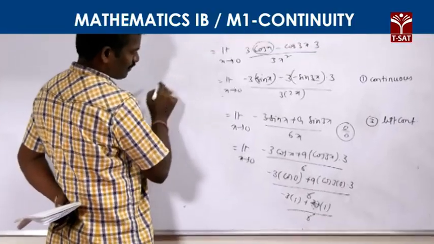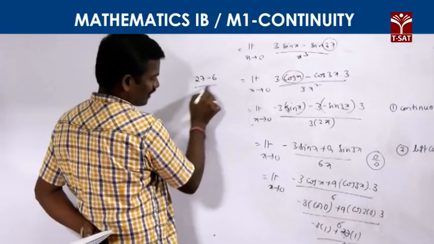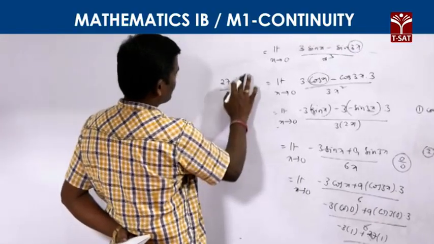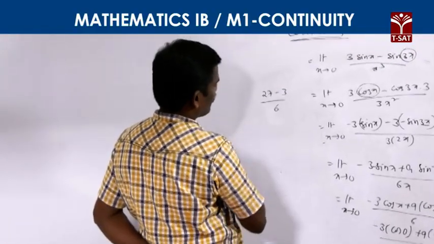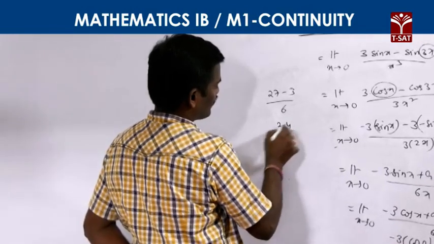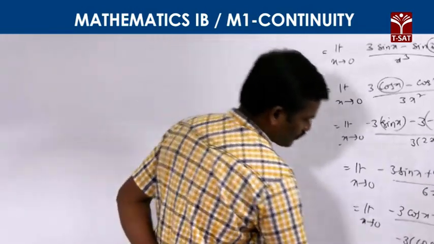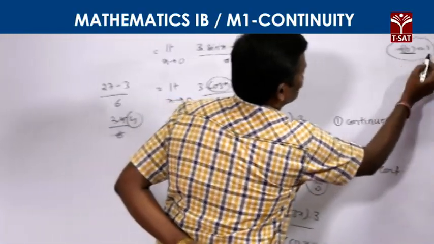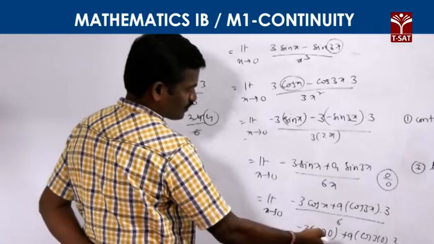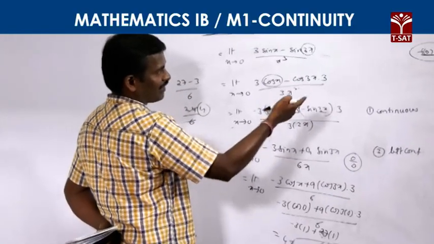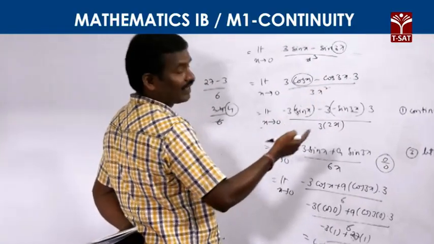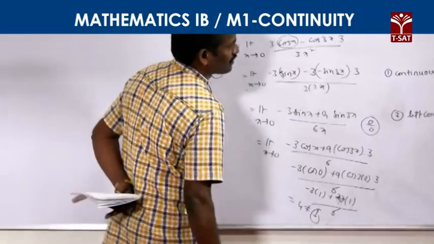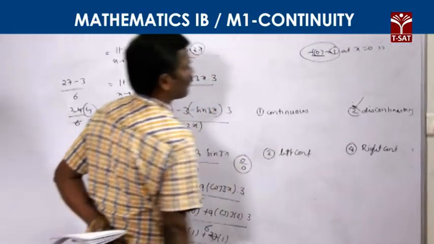So 27 minus 3 by 6, it is 24 by 6. 6 4s are 24, so 4 is the answer we got. But it is not equal to f of 0. F of 0 is given as 1. If the limit equals f of 0, the function is continuous; otherwise it is discontinuous. So it is a discontinuous function, second option.